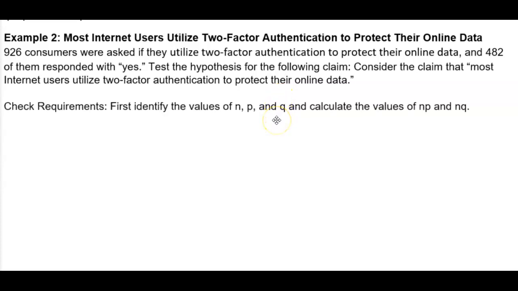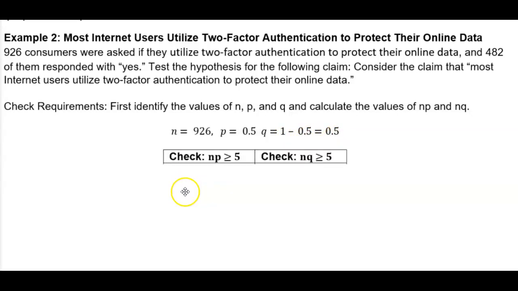Now, the first thing is we need to check the requirements. Since this is a proportion, we need to calculate the values of NP and NQ. So we first need to identify the values of N, P, and Q. Well, we know that the sample size is 926. Since this says most internet users, that means that P is going to equal 0.5, and Q is going to equal 1 minus 0.5, which is 0.5.